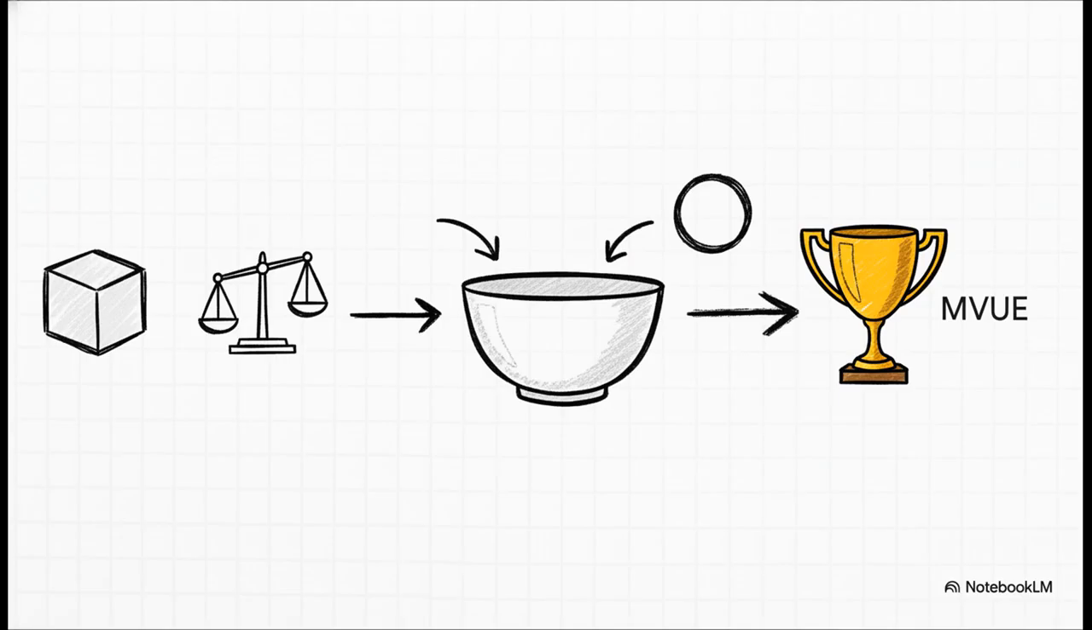Well, there's a recipe. You start with a sufficient statistic, our perfect summary. Then you check to make sure it's unbiased. And finally, you make sure it's complete, which is really just a technical way of saying there's no fluff, no redundant information. You do those three things, and congratulations, you found the MVUE.